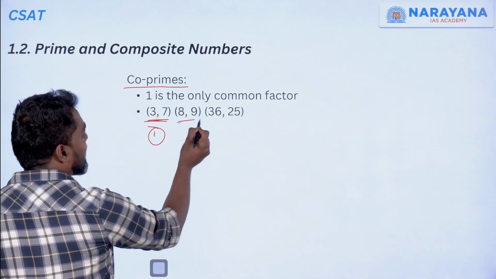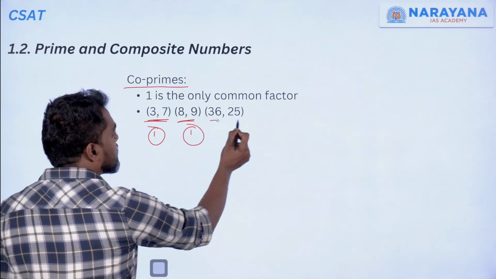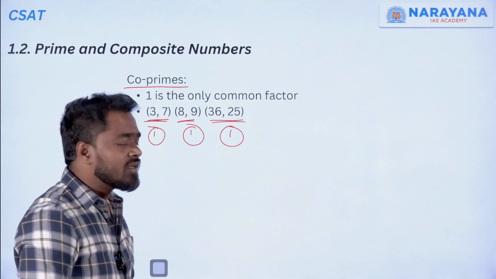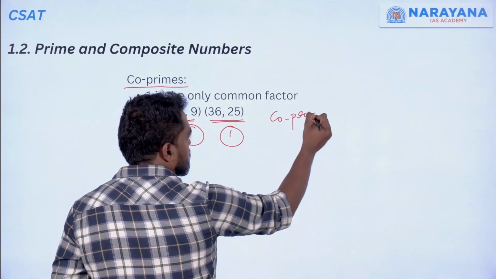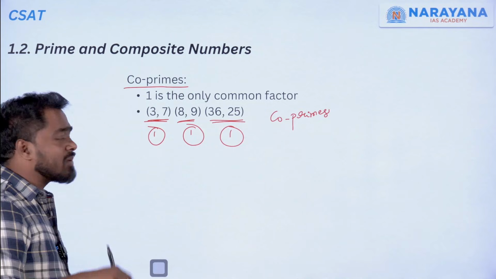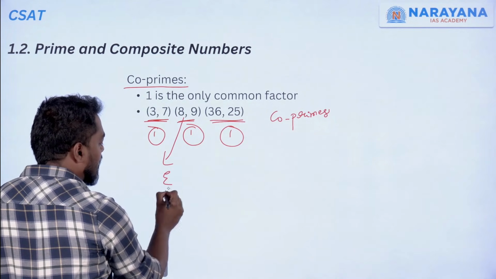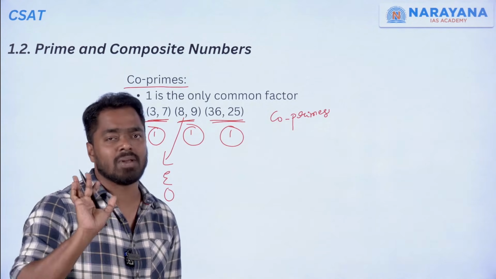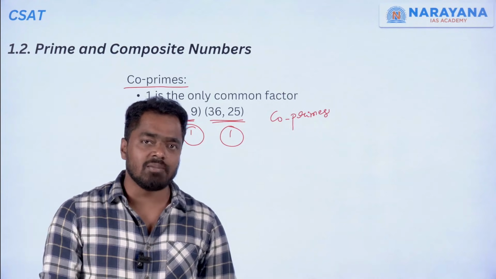Similarly, if you take 8 and 9, the only common factor is 1. If you take 36 and 25, the only common factor is 1. Then these are all called co-primes. And also the important thing to understand is co-prime numbers can be even or can be odd. So there is no need that co-prime numbers should be prime numbers. Nothing like that. Co-primes can be even or can be odd.